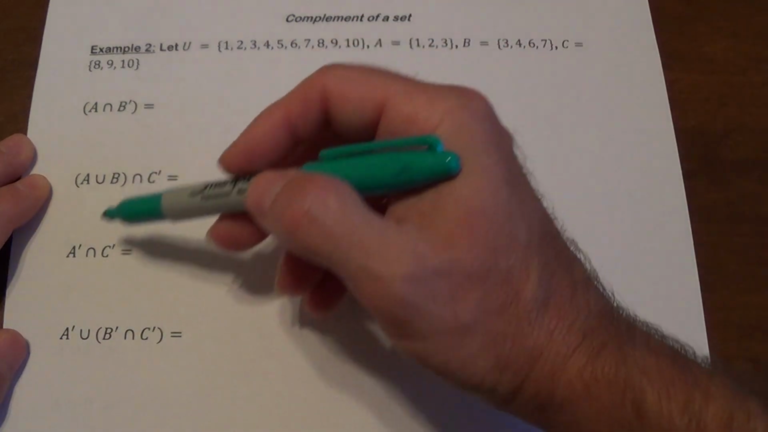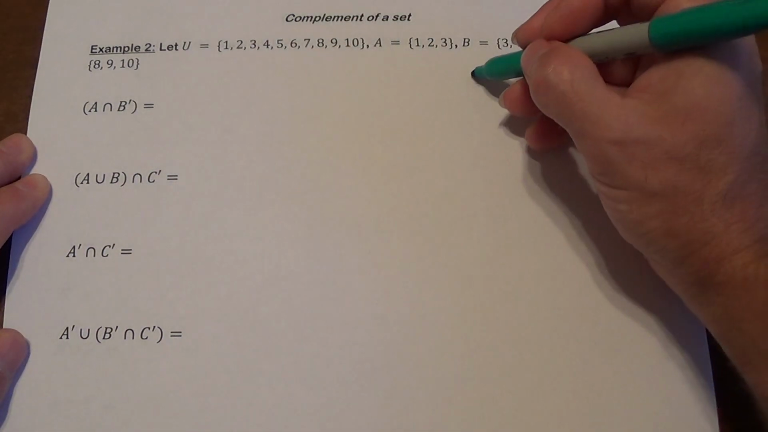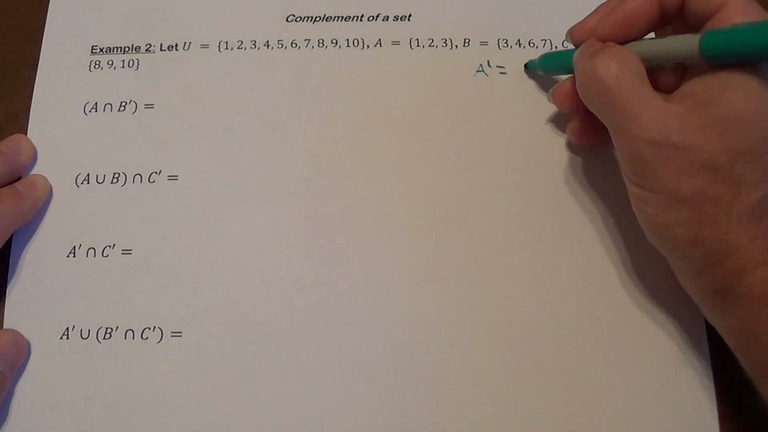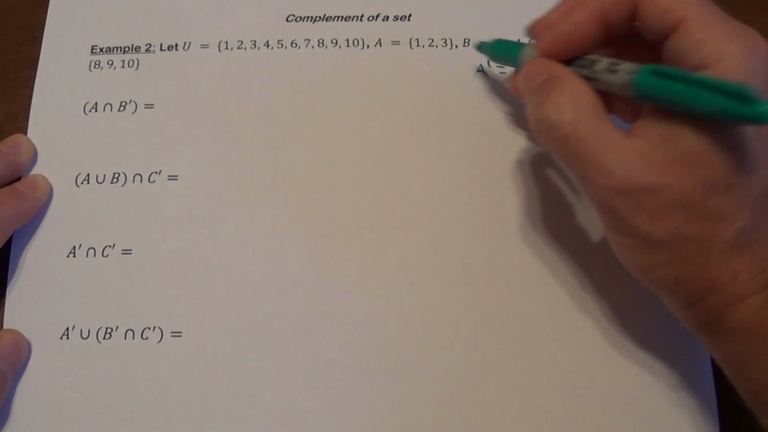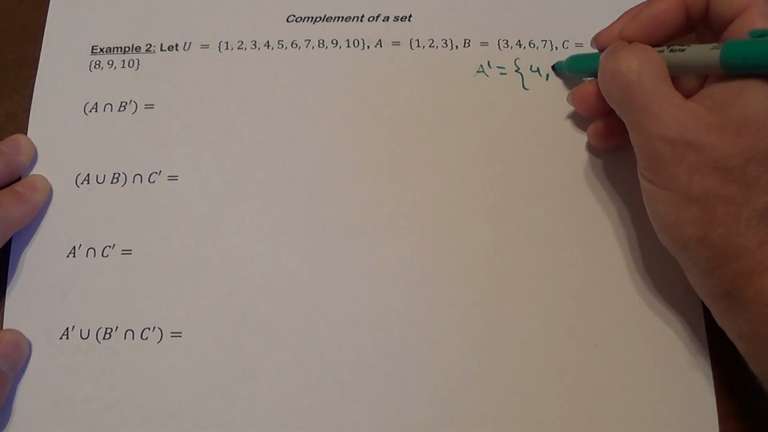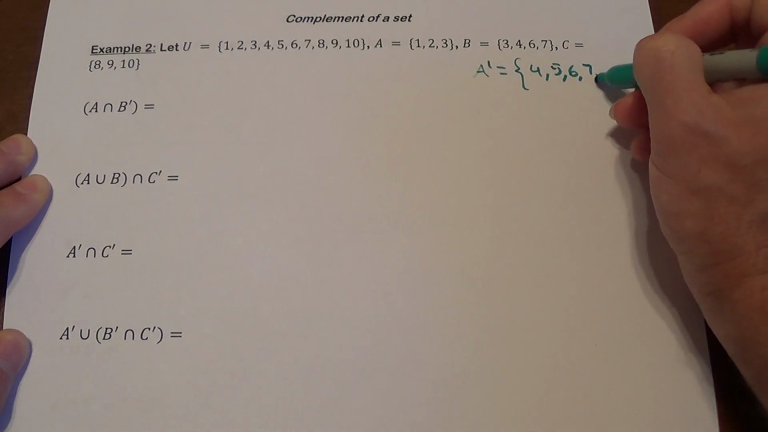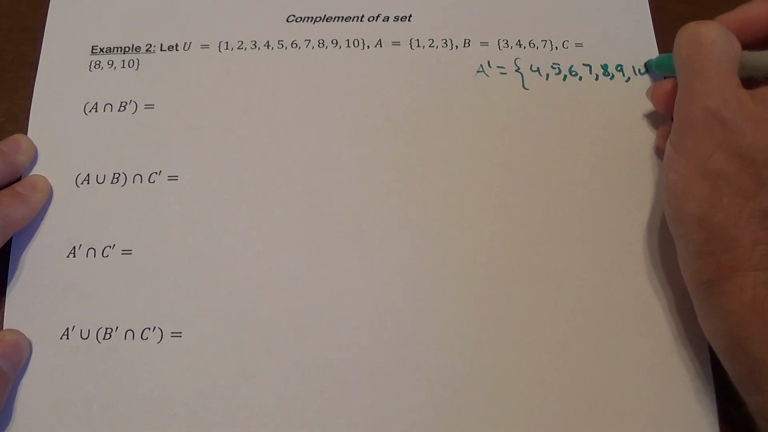We do have to have a complement of A, B, and C. So the complement of A is going to be, this is from 1 to 10, so the complement of A is going to be 1, 2, 3. We're going to have 4, 5, 6, 7, 8, 9, 10.